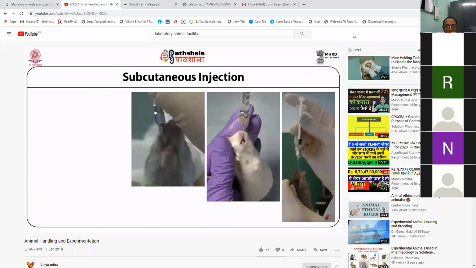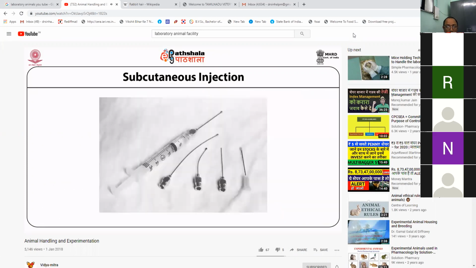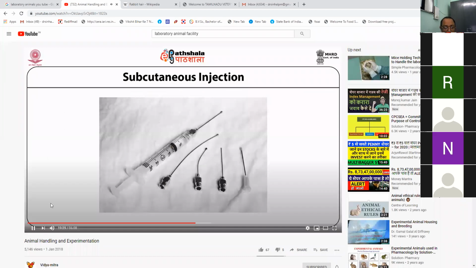Another important procedure we regularly do for giving drugs orally is called gavaging. Gavaging is nothing but giving drugs orally. We have a commercially available gavage needle, what we call an oral needle, which can be fitted to an appropriate syringe, and the oral drugs you want to deliver can be delivered using this gavage needle. This picture shows how the oral gavage needle looks.